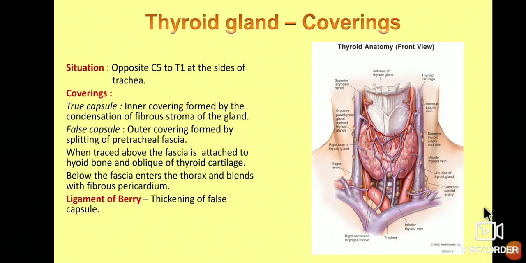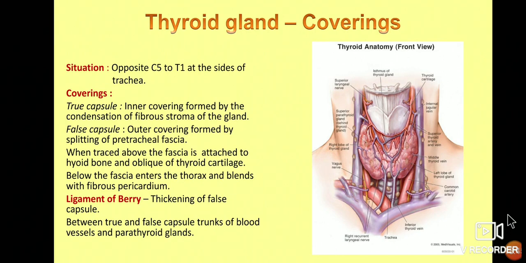The trunks of the blood vessels you can see in between these two. One more important structure you can see between the true and the false capsule is the parathyroid glands. Posteriorly, you should be very careful to identify that gland and preserve it while doing thyroidectomy. The ligament of Berry extends from the oblique line of the thyroid cartilage; you can see a thickening of this pretracheal fascia, which is called the ligament of Berry. Okay, so that is about the true and the false capsule.